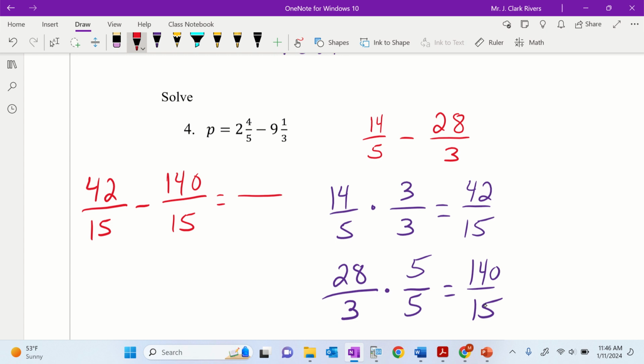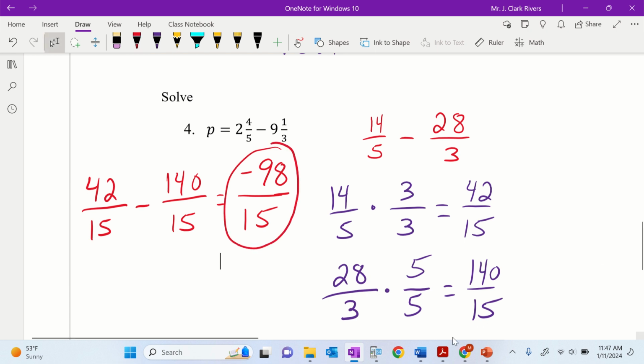So we're going to keep that denominator of 15. 42 minus 140 is negative 98. Well, let's look at 15. 15 we can divide by 3 or 5. We can't divide 98 by 3 nor 5. So there you go, negative 98 fifteenths is your answer.